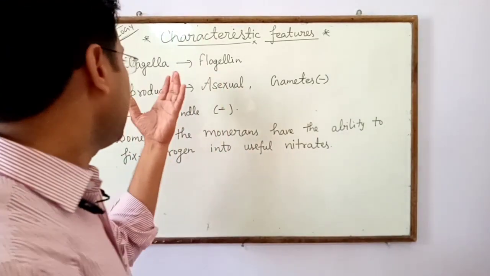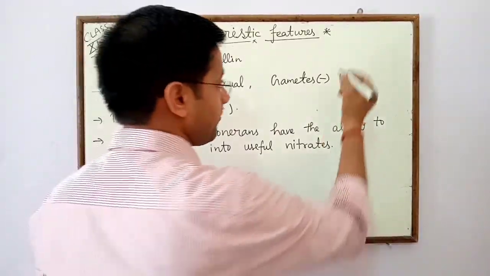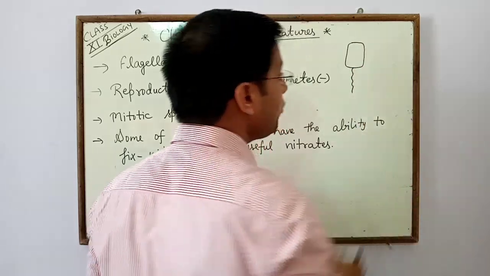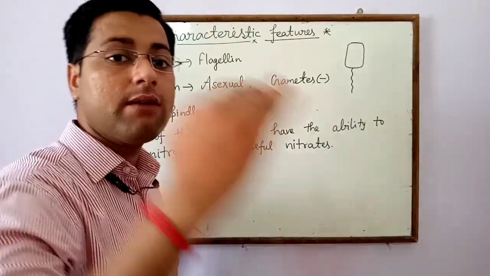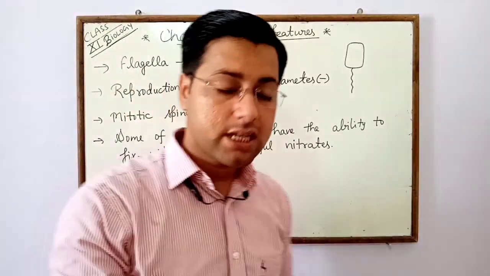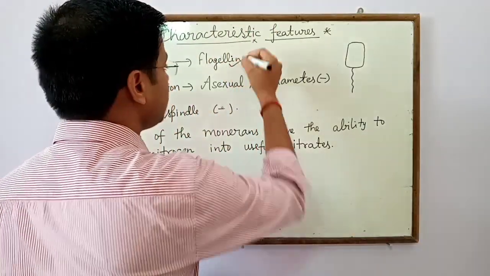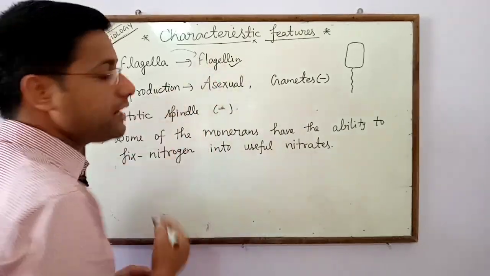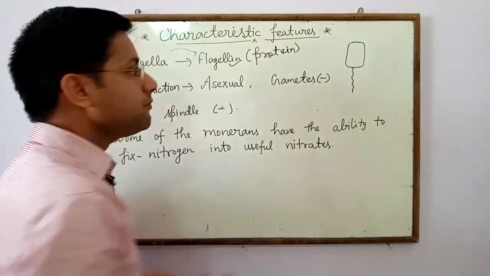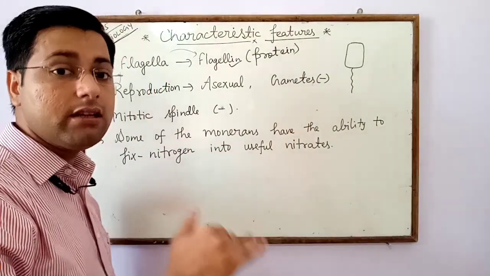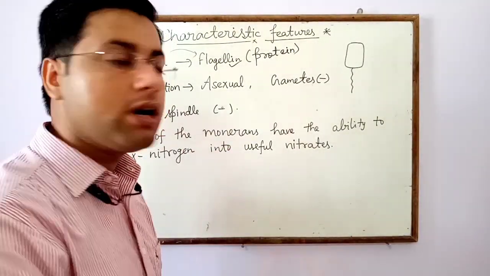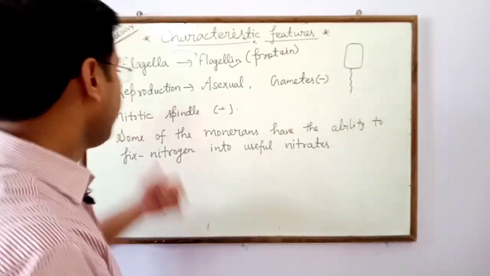Next, flagella. Flagella is a thread-like structure, and in case of monerans, flagella helps in the movement of the monerans from one place to another place. And flagella is made up of a special type of protein, that is flagellin. So in case of monerans, flagella is helpful in locomotion, means through flagella they can move from one place to another place, and flagella is a thread-like structure.